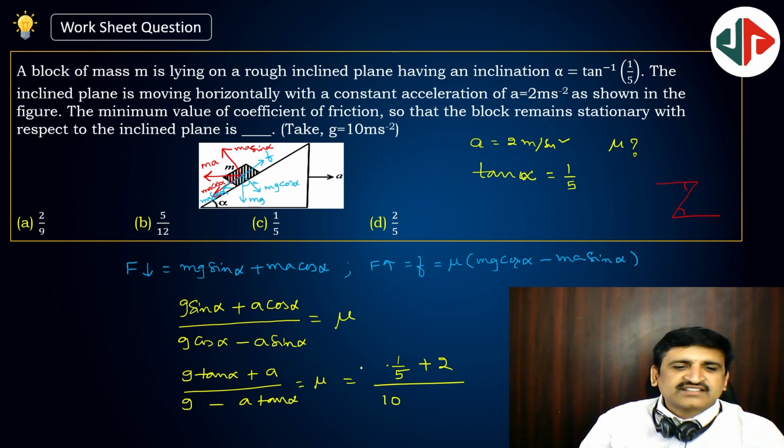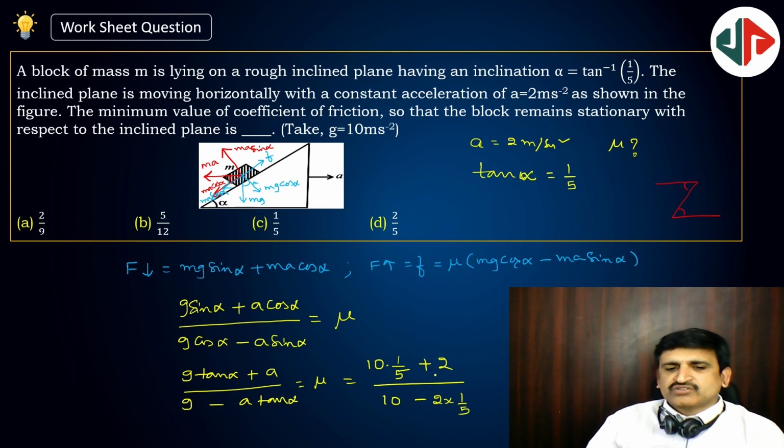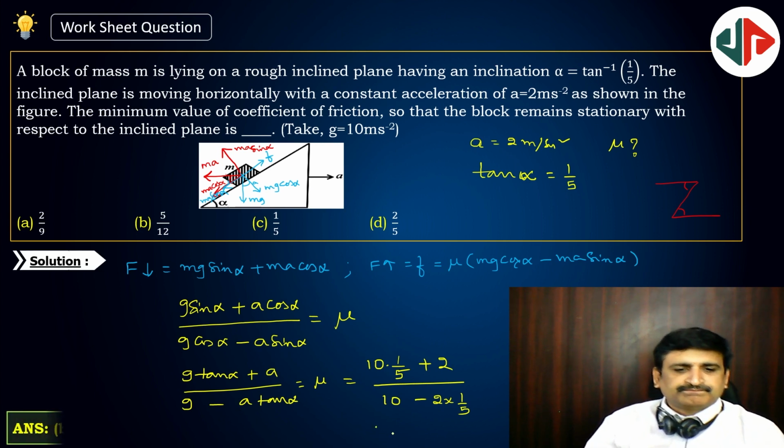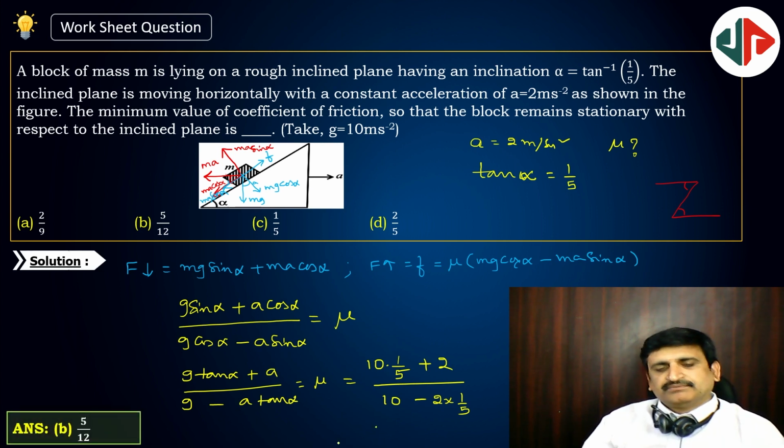Bigger question. The diagram must be understood very carefully. First resolution is only new for you; the second resolution you know. Minus a value 2 into tan alpha 1 by 5. So 5 will go 2 times, 2 plus 2 is 4, 4 by 10 minus 2 by 5. So after some simplification, 5 by 12 will come. This is the answer. Yeah, we'll go to the other question.